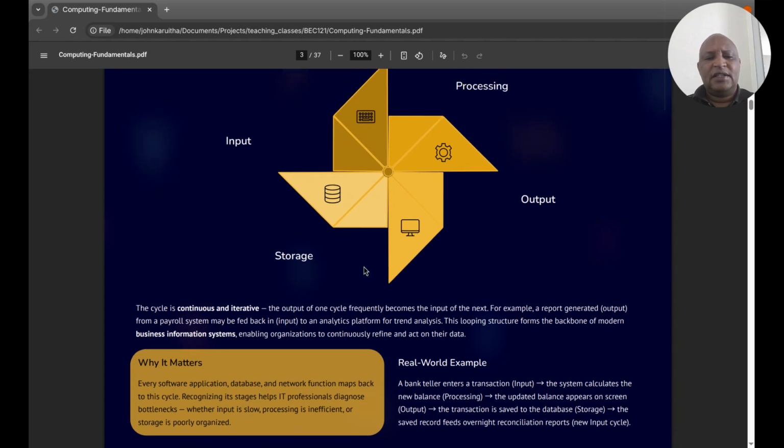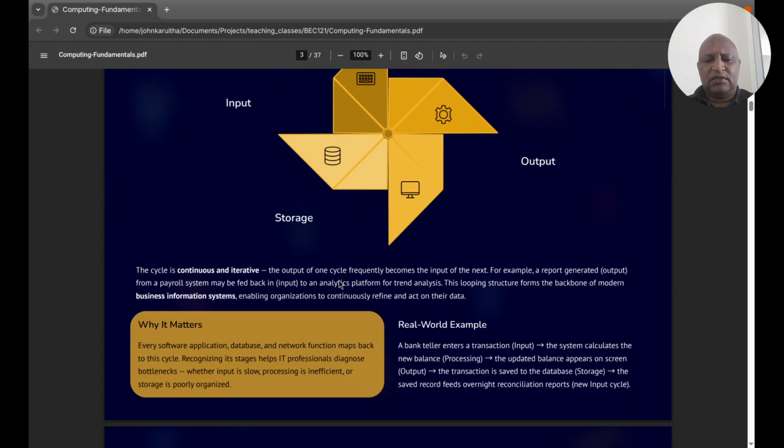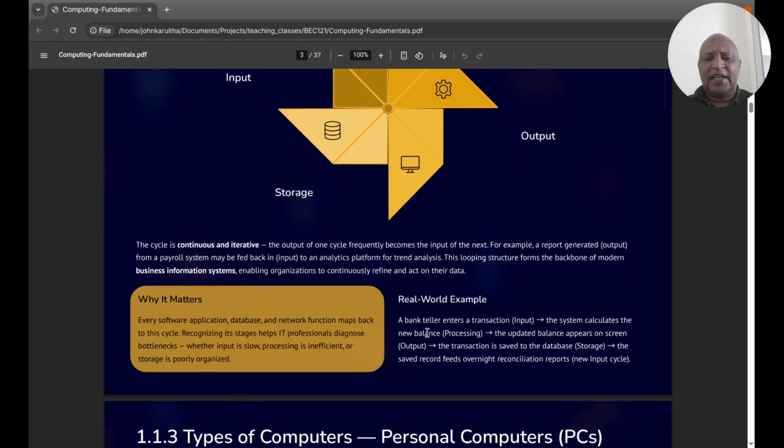So this cycle is continuous and iterative. You could start with an input, do processing, get an output, store it somewhere, then you look at it, you realize this is not what I wanted. So you start again. So it could be iterative, it could be repetitive until you are happy with what you see. A good example is when a bank teller enters a transaction.